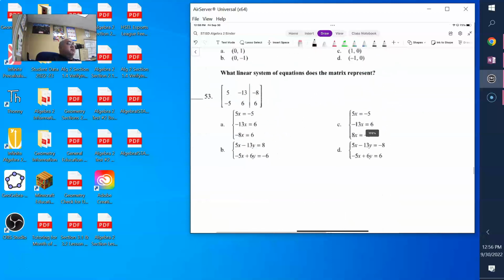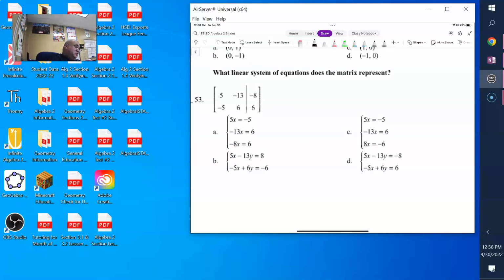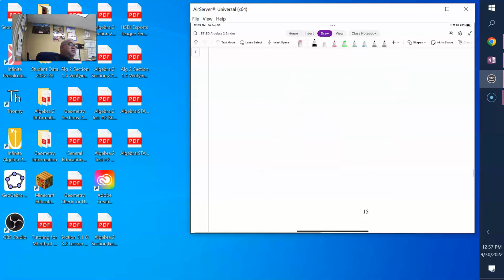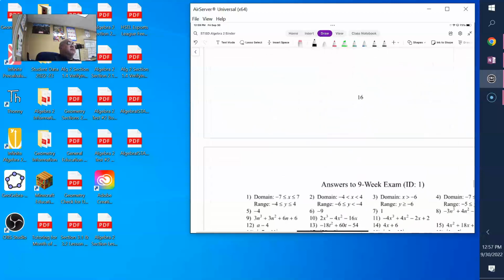So here's 53. We're going to write this as an equation. It's a matrix. So this column represents the x coefficients. This column represents the y coefficients. And negative 8 and 6 are going to be the answers. So you have 5x minus 13y equals negative 8, and negative 5x plus 6y equals 6. Which ones are wrong? This one, this one. So now it's between B and D. Your answer is D. So that's 53. 54. And that's it.